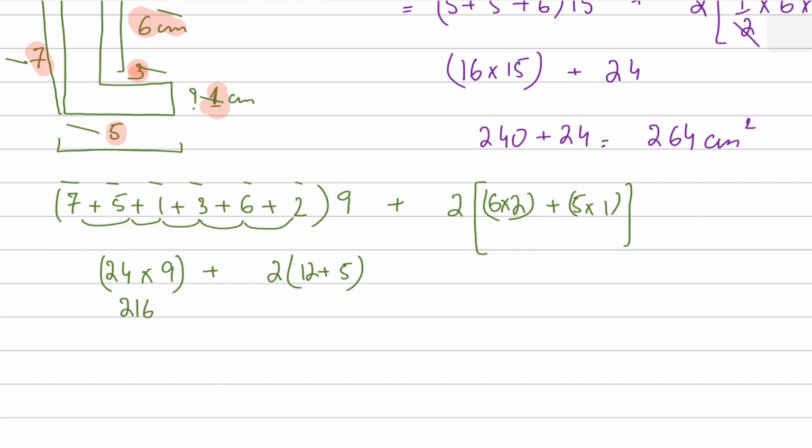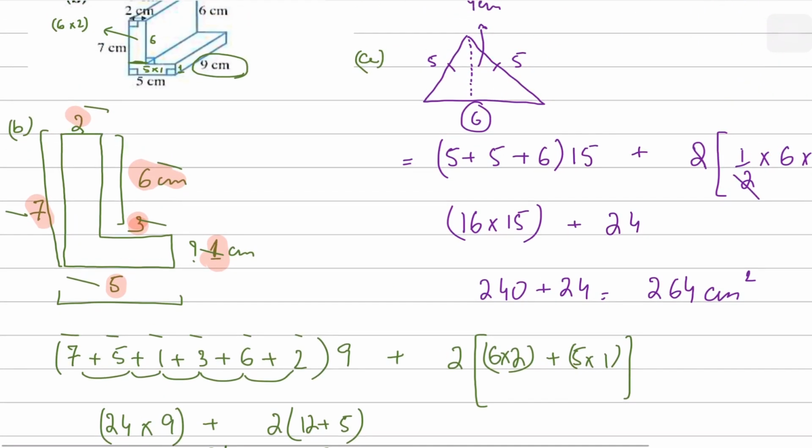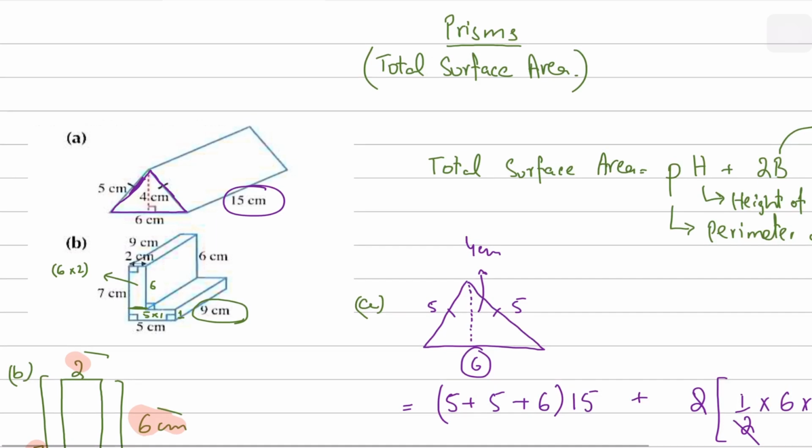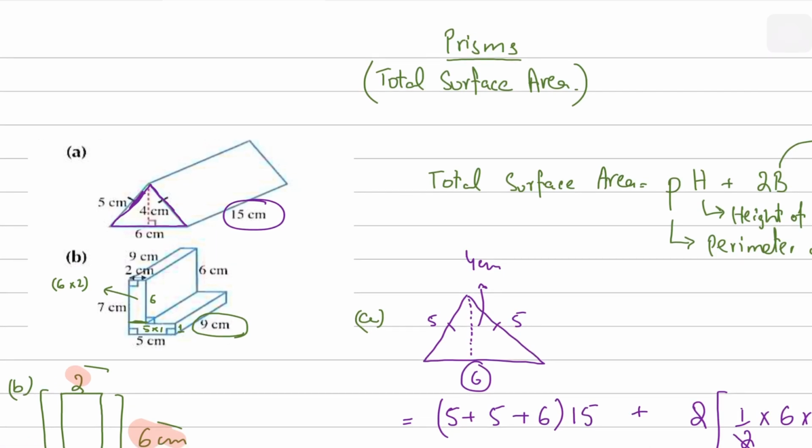So 216 plus 12 plus 5 is 17. 17 times 2 is 34. So let's work out 216 plus 34. 216 plus 4 is going to make it 220, and adding 30 to it will give us 250 centimeter square. So this is how you calculate the surface area of any prism, in fact any uniform solid for that matter.